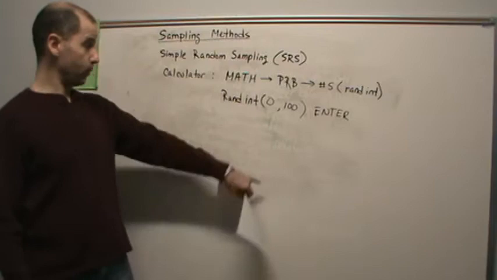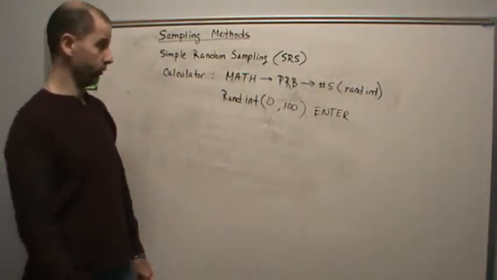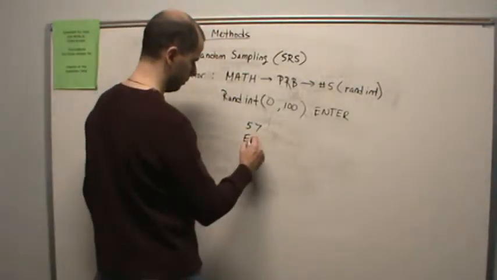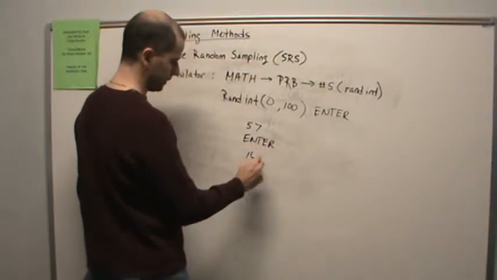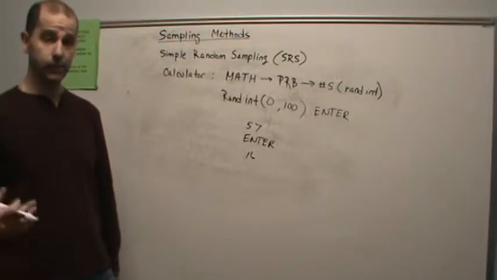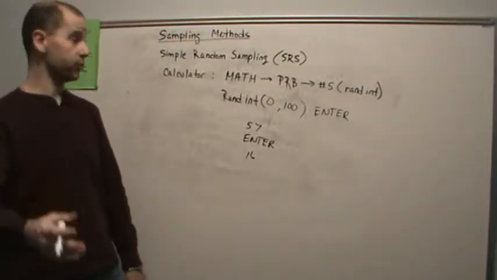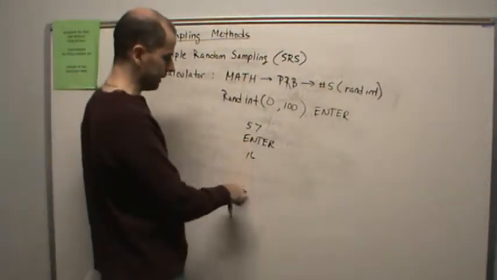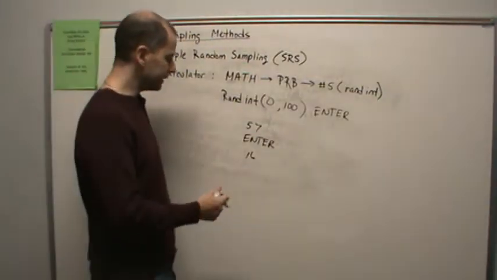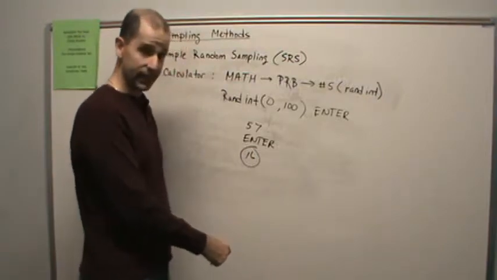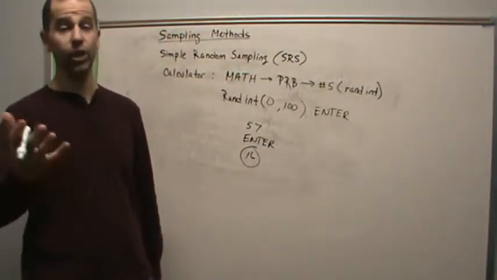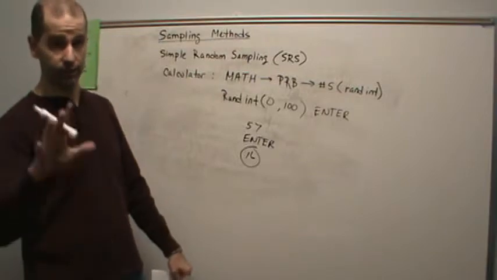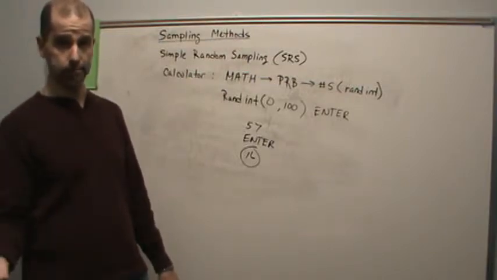it's going to give me some random number between 0 and 100. If I hit enter, I could get 57. And if I hit enter again, I could get 16. Every time I hit enter, I'm going to get another number. So let's say I wanted to sample 10 people. Then I would keep hitting enter until I had 10 numbers. Obviously, if I get the same number again, let's say I get 16 again, I wouldn't count that one because I've already chosen it. It could happen, though in this case most likely it won't. But if it does, you just ignore it and do it again until you have 10 unique numbers. And that's how that works.